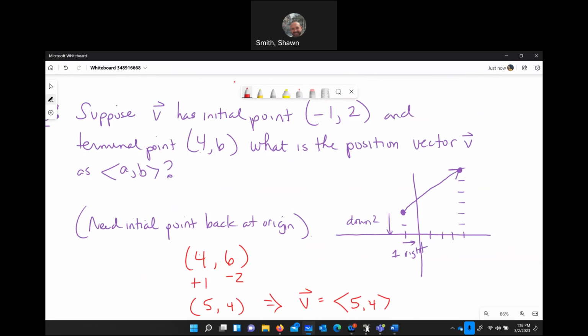Just quickly plot this, and you know this initial point needs to get to the origin. Down 2, 1 to the right. Subtract 2, add 1. And if you plot this, you'll see you have the same exact picture just now. 1, 2, 3, 4, 5, 1, 2, 3, 4, right there. There's your vector in position, your position vector now.